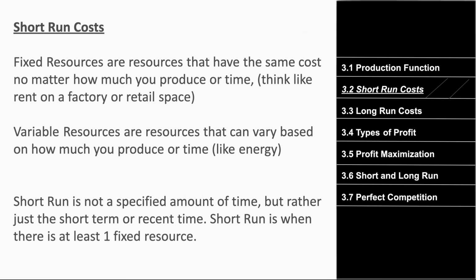So now businesses have to incur costs for production. So now we deal with short-run costs. Fixed resources are resources that have the same cost no matter how much you produce. Think, for example, the rent on a factory or retail space. Those are fixed costs that no matter how much you produce, you still have to pay. Variable resources are resources that vary based on how much you produce, like energy. The more you produce, the more energy you consume, so the more you actually have to pay. So variable resources are variable, right? They change based on how much you produce.